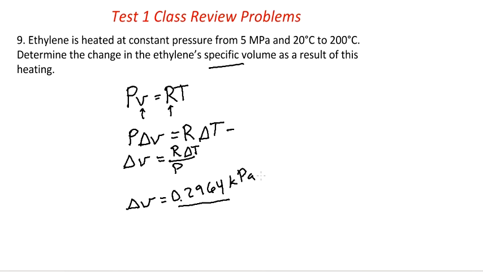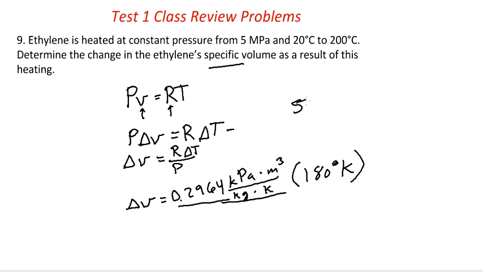Okay. Kilopascals times meter cubed over kilograms times Kelvin. Times our delta T is 180 degrees. We can call this Celsius or Kelvin because it's a delta. It does not matter. So we're going to call it a Kelvin because that's what our R is in units of. 5 megapascals, that's 5 times 10 to the 6th pascals.